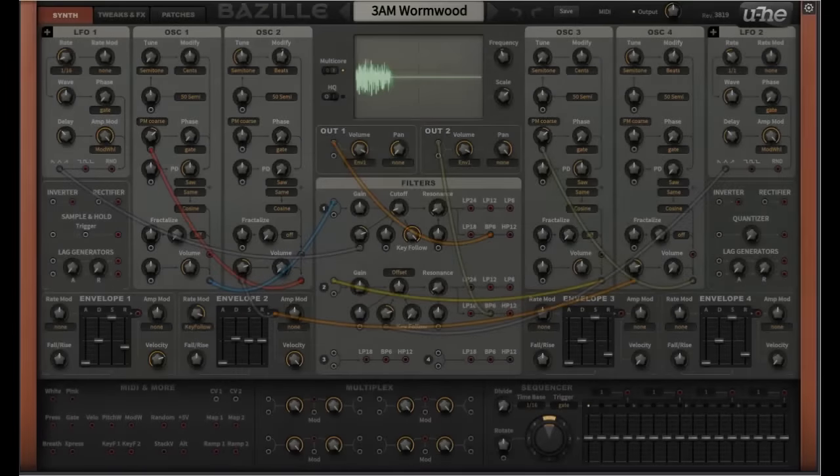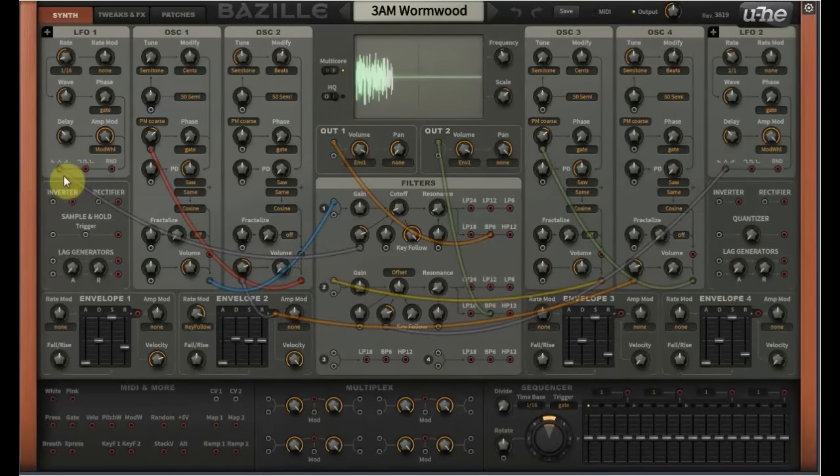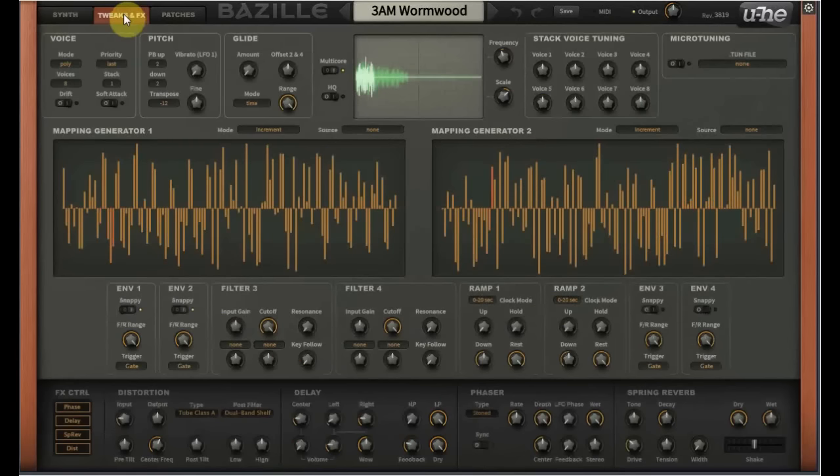Fourth, some details on the tweak page. Drift and soft attack are switched off. Drift would cause slightly detuned oscillators, and soft attack would soften the very first milliseconds of each envelope, which would take away a bit of the punch of the envelopes.